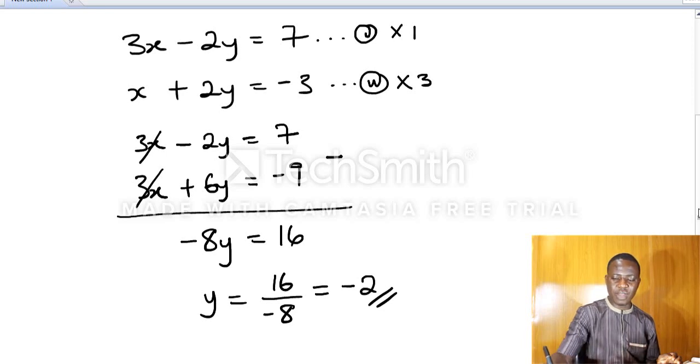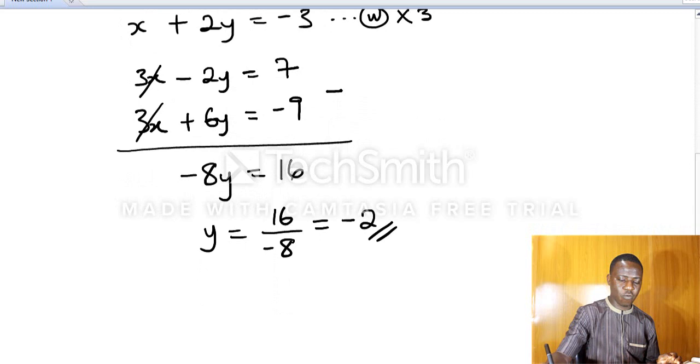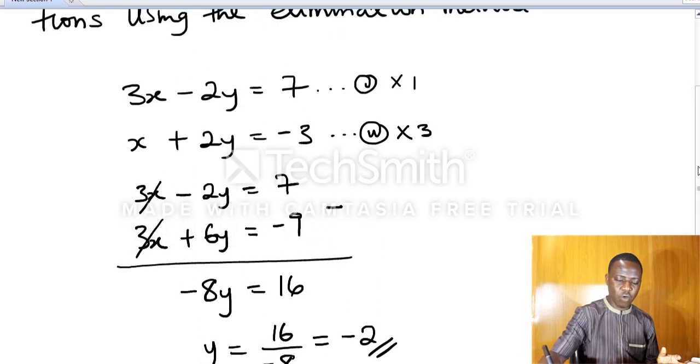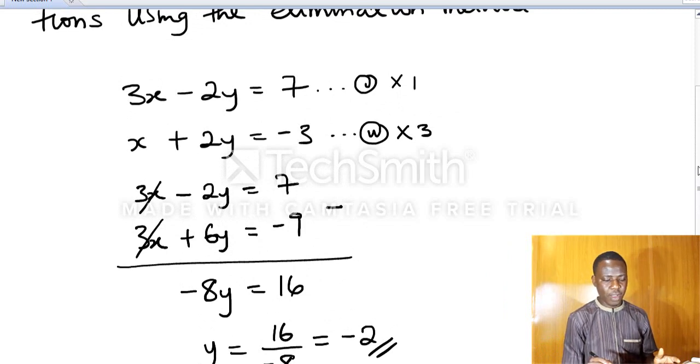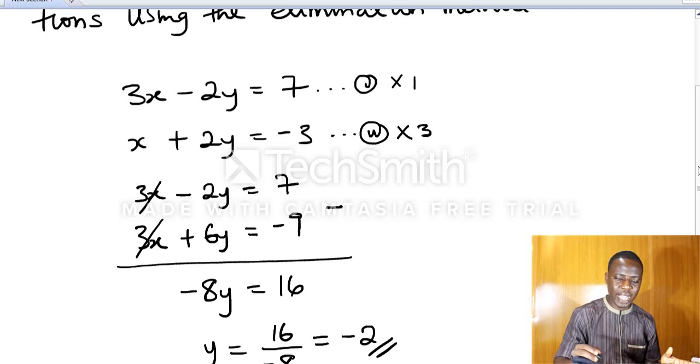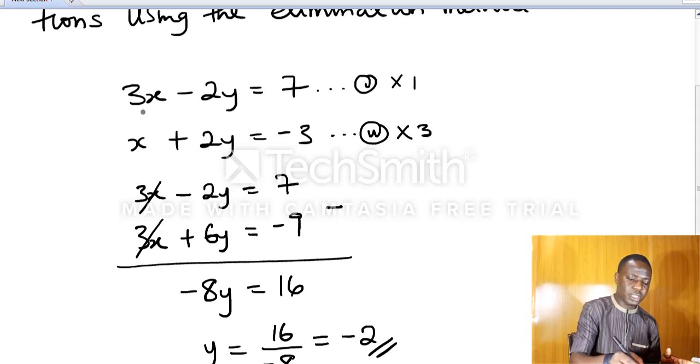Now, this is my value of y. What is my value of x? Since I have gotten my value of y to be equal to -2, I will now substitute the value of y into either equation 1 or 2 to get my value for x. That is, since equation 1 is 3x minus 2y is equal to 7, I can now substitute -2 for y in that equation and get my value of x.